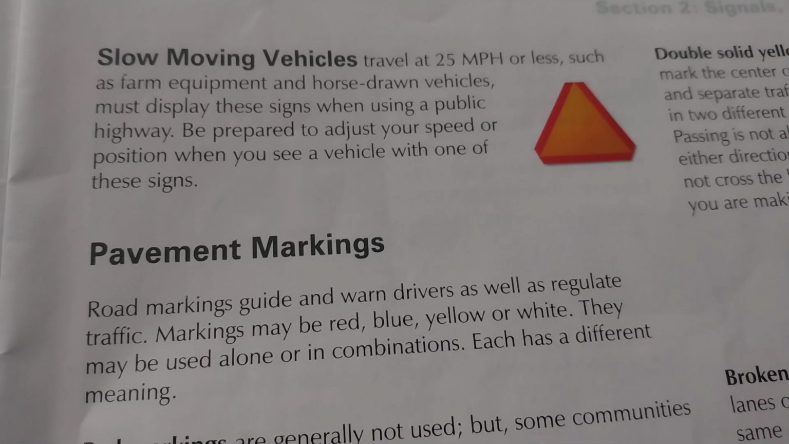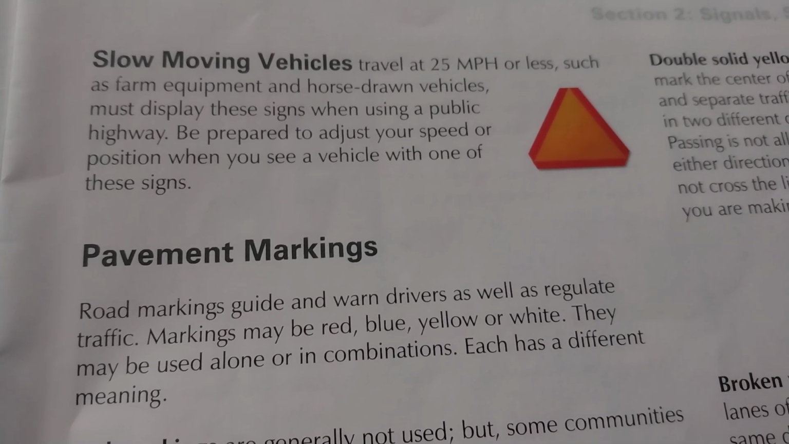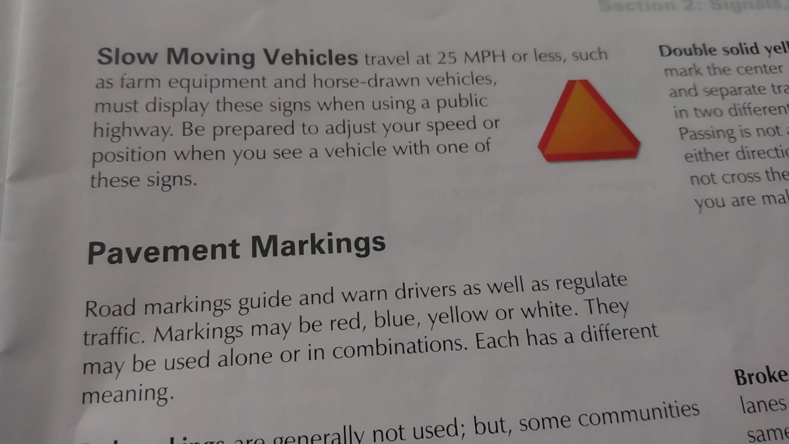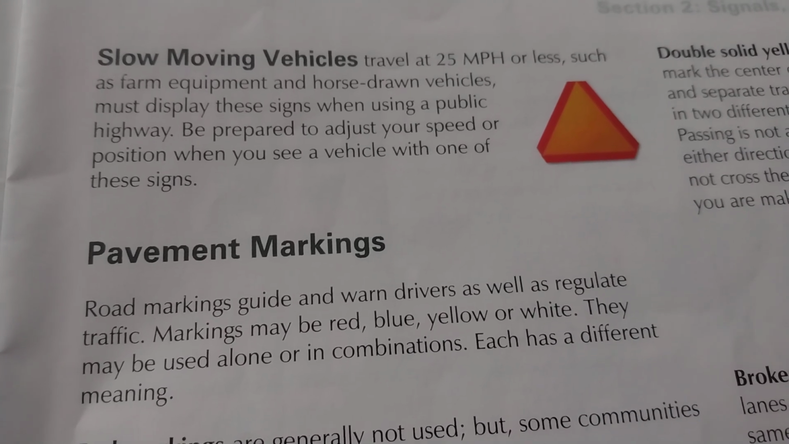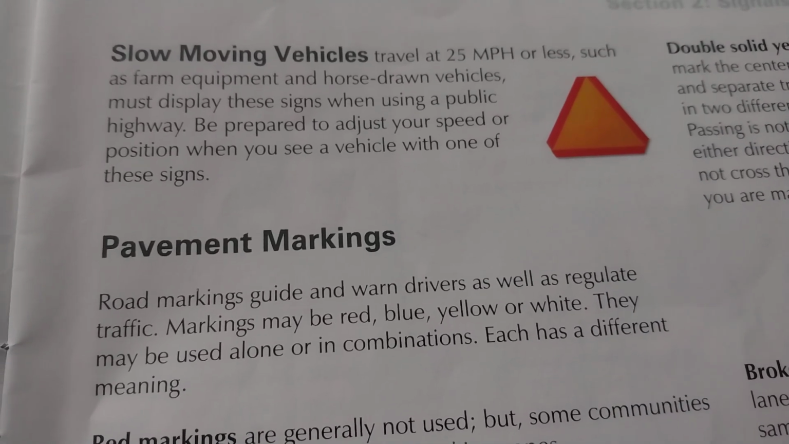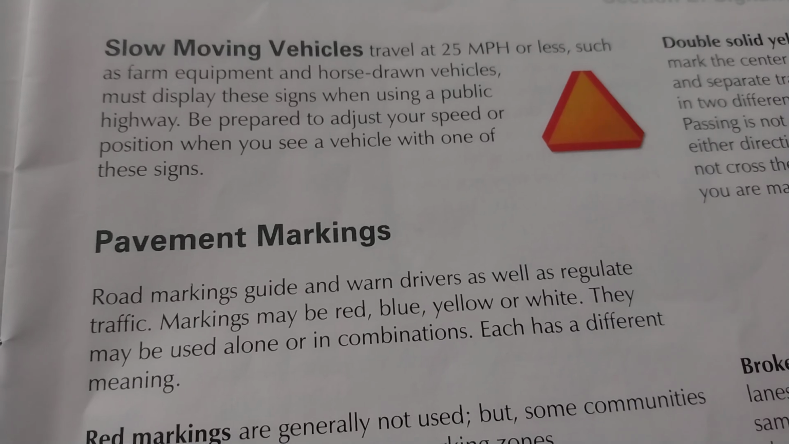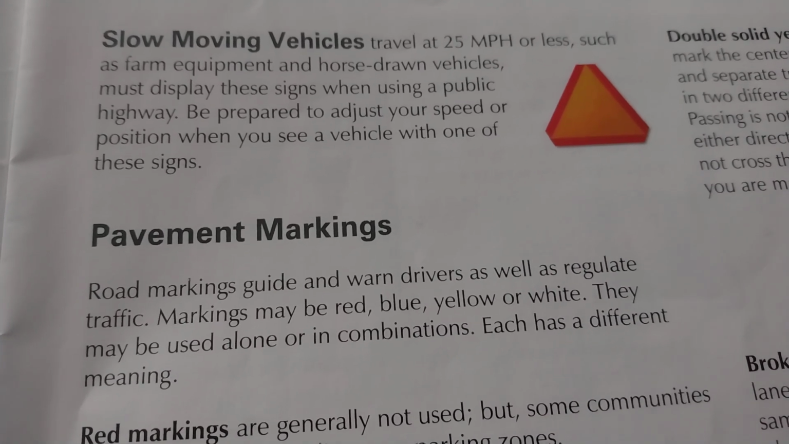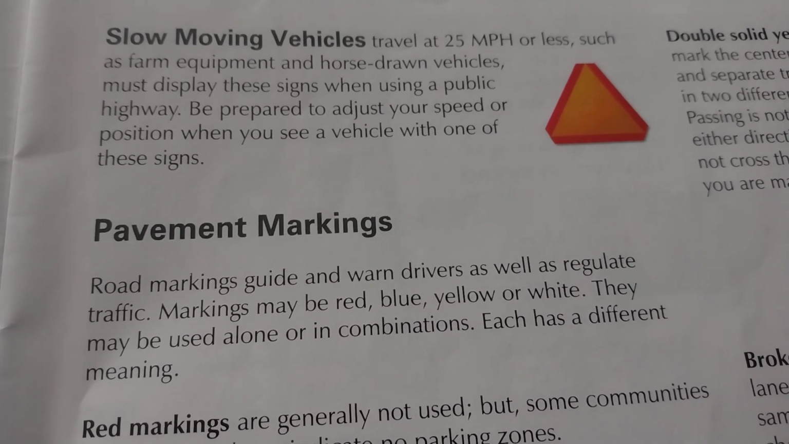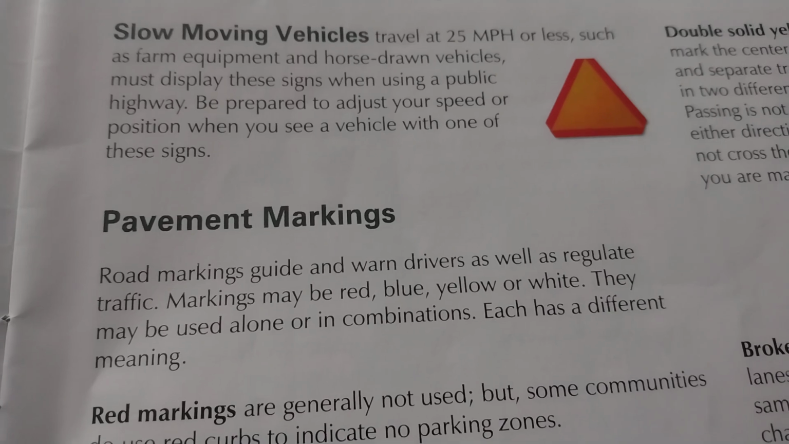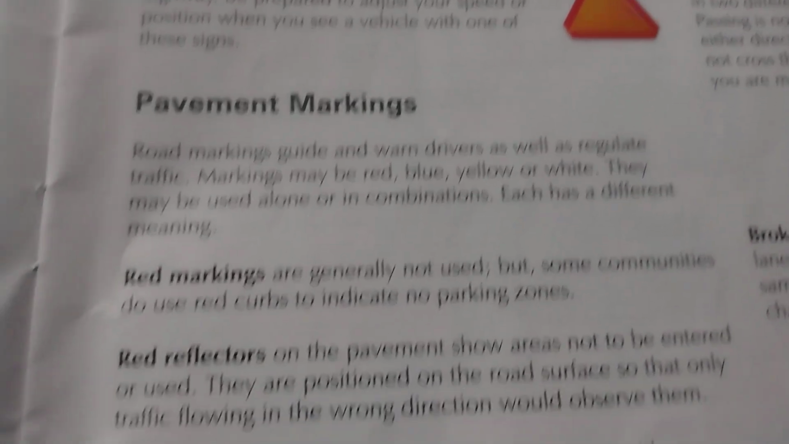Slow-moving vehicles that travel at 25 miles per hour or less, such as farm equipment and horse-drawn vehicles, must display these signs when using a public highway. Be prepared to adjust your speed or position when you see a vehicle with one of these signs.